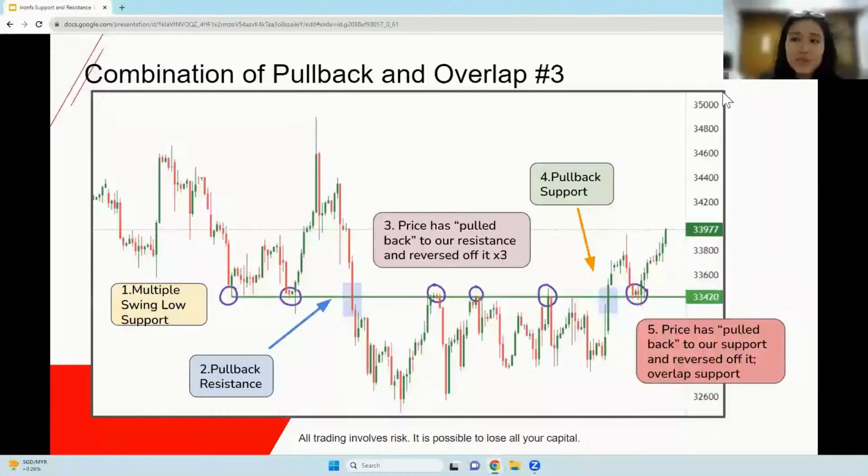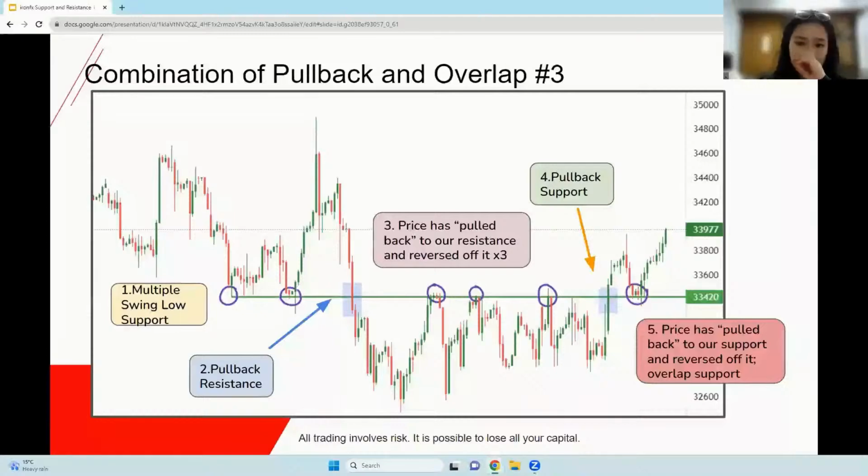to a support. And then point five, lastly, price has pulled back to our support and reversed off of it. This level at 33420, you can tell it's a very significant level because price is continually retesting it. What's important here is that because it's a significant level, you can also expect Fibonacci levels to line up nicely with this level.